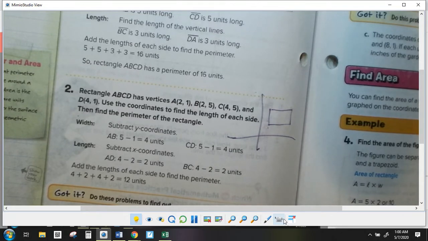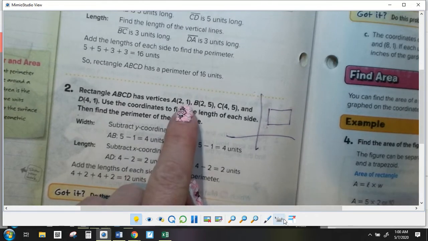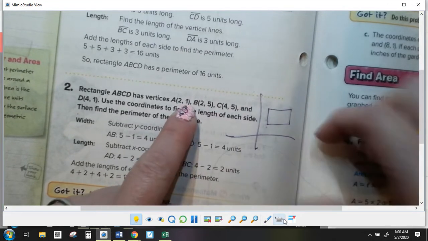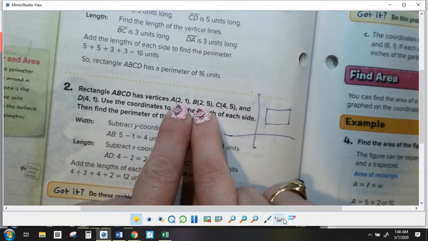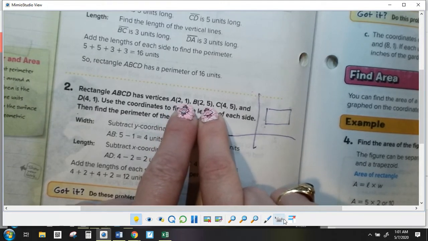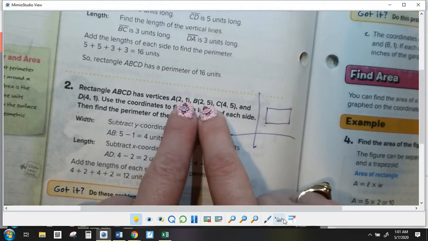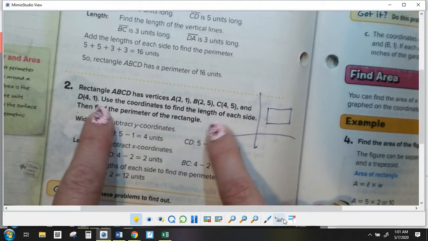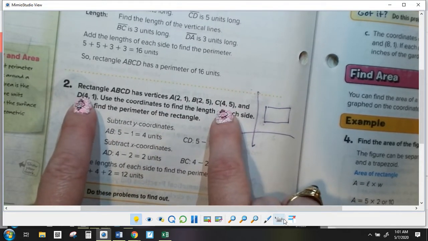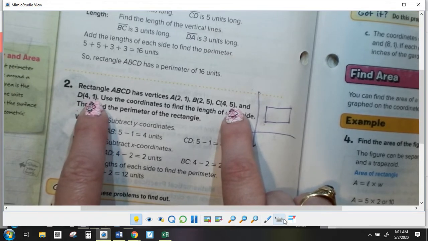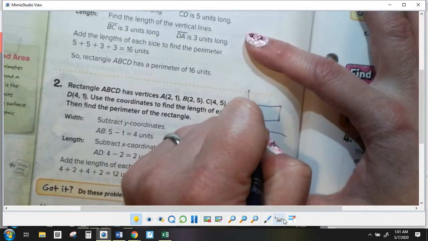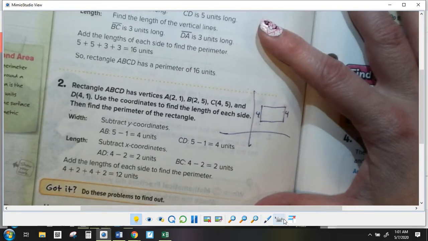Okay, so let's look at these as a pair. So from A to B, the thing that has the same x coordinates, we're going to subtract 5 and 1. Let me show you that down here. 5 minus 1 is 4. Okay, same thing here. The ones that have the same x coordinate, we're going to subtract 5 and 1. I get the same each way. So that means that this side and this side are 4.